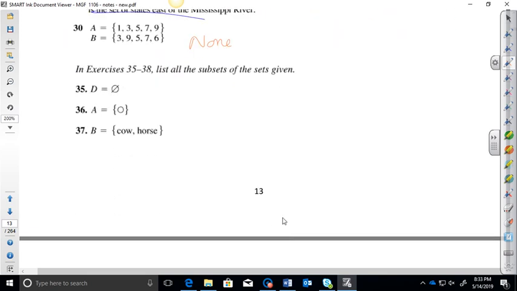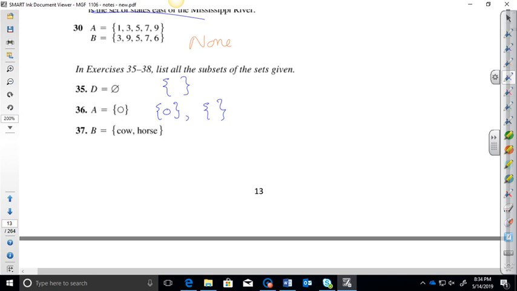List all the subsets. For the empty set, there is only one subset, which is itself. That's the only subset it has. How about 36? What are the subsets? It's going to be the same, right? And the empty set. 2 to the 1, which is 2. It can be the same set or the empty set.